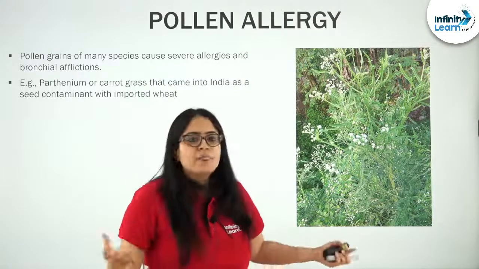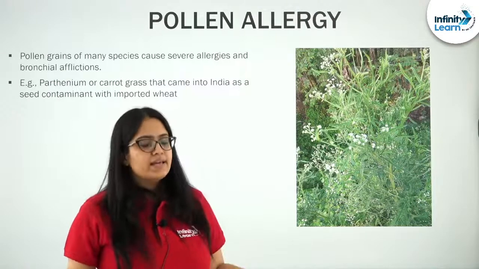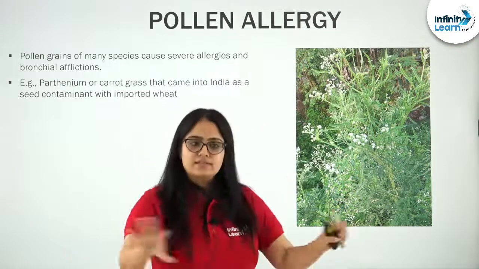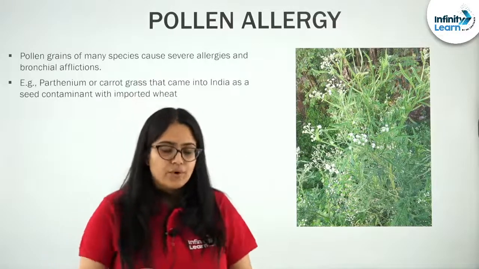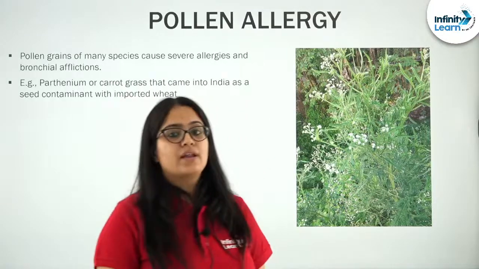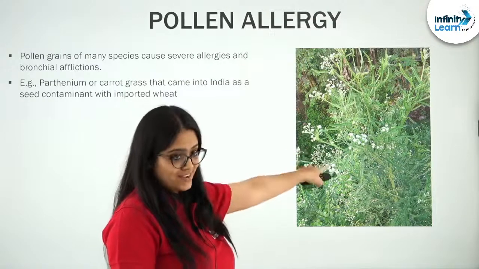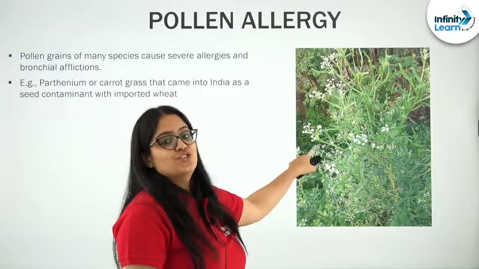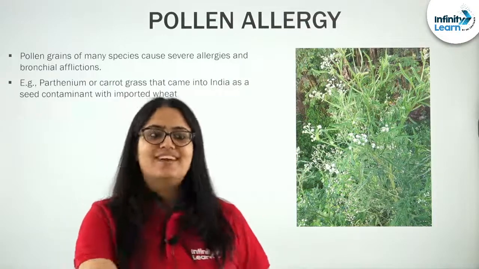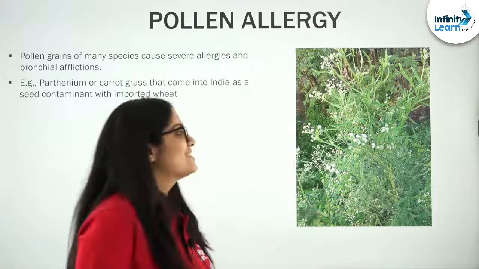So, if anyone in your home is an asthmatic patient, has asthma or any other respiratory disorders, make sure that you remove such a plant if it is growing in the surrounding of your home or wherever you stay. Make it a point. Now, after this class, you should know that this is the plant Parthenium, carrot grass, that causes allergies, pollen allergies. Okay, I hope you will definitely remember this after this class, at least remember this, right.